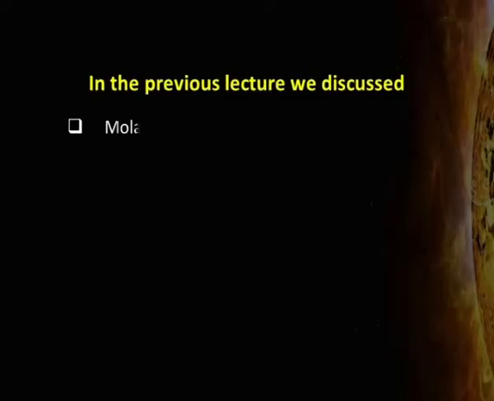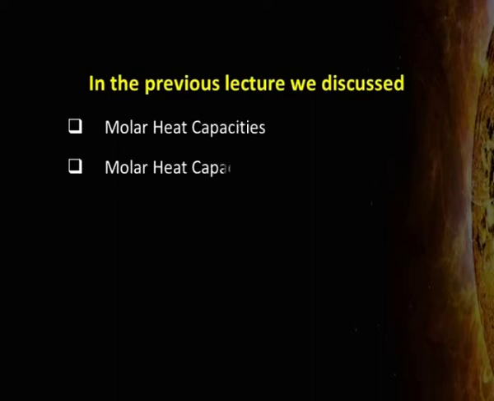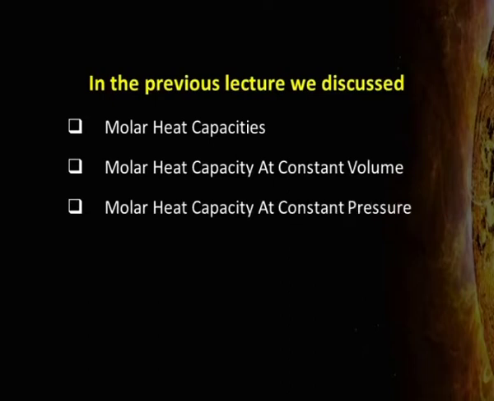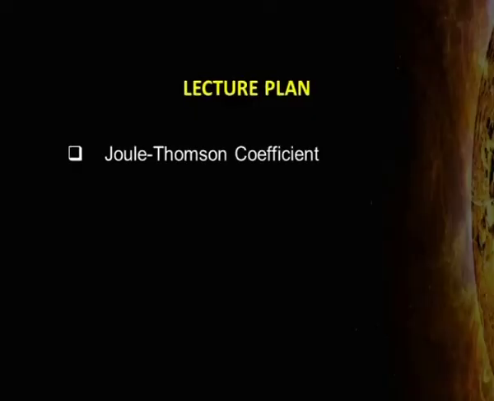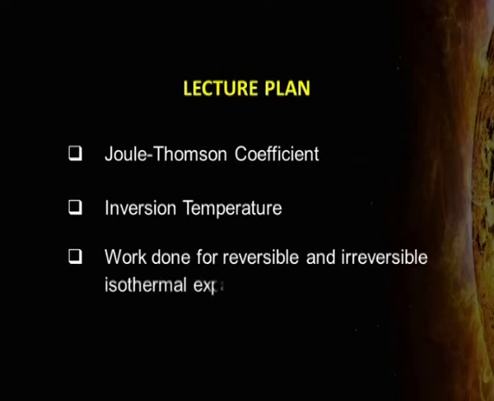Unit Thermodynamics. In the previous lecture, we discussed molar heat capacities, molar heat capacity at constant volume, molar heat capacity at constant pressure, Joule-Thomson's effect, Joule-Thomson's coefficient and inversion temperature. Today, we will derive the expressions for Joule-Thomson's coefficient, inversion temperature, and work done for reversible and irreversible isothermal expansion of an ideal gas. In the previous lecture, we have shown that Joule-Thomson's expansion of a gas is carried out at constant enthalpy.